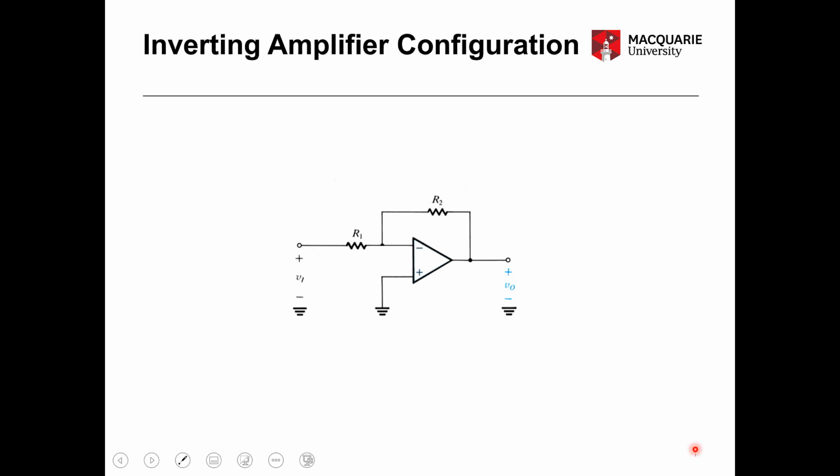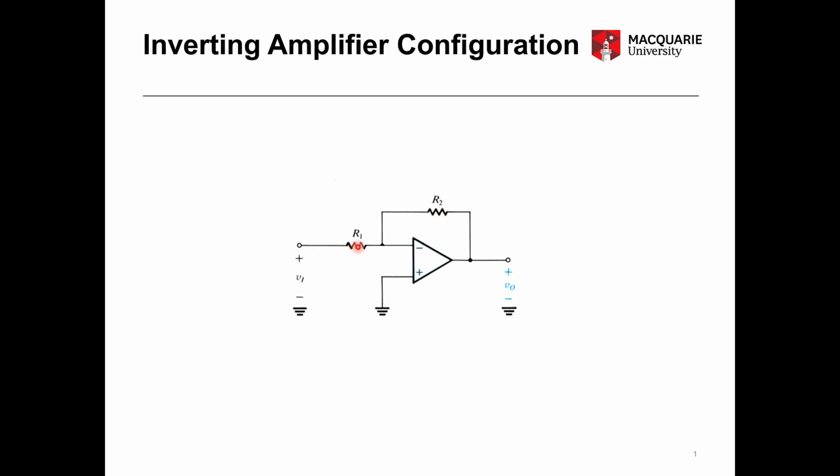In this video, we're going to look at the inverting amplifier configuration based on an ideal op-amp. So you can see we have our ideal op-amp in the middle of our circuit here. We have the non-inverting input to that op-amp connected directly to ground, and we have the output of the op-amp connected to the inverting input via a feedback resistor R2. So we can say that this op-amp is in negative feedback.